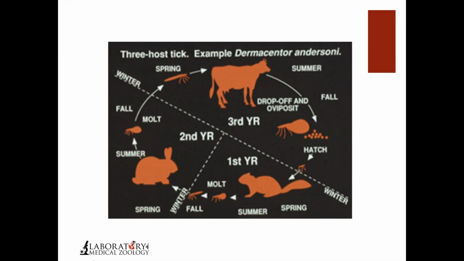Here's the example of Dermacentor andersoni. Deer ticks also follow this family. What distinguishes them from other ticks is they are three host ticks. And that's important to the disease transmission cycle as well, because they feed not just on one species, but they feed on at least two, in some cases, three different species.